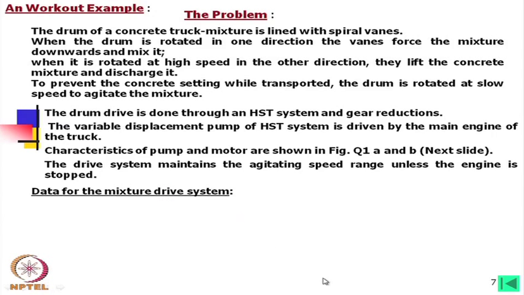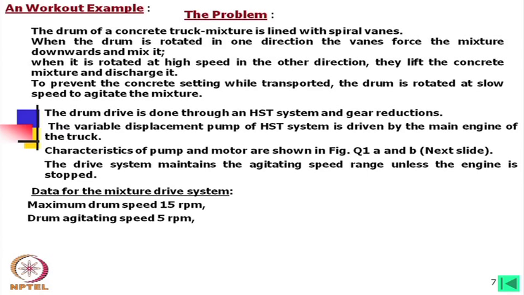Now, the data for the mixer drive system is that the maximum drum speed is 15 rpm, that means when it is mixing or discharging. Drum agitating speed is 5 rpm, one third of that. Overall gear reduction ratio is 1:30. This means that from the hydrostatic transmission motor output, there is another gear reduction of 1:30.